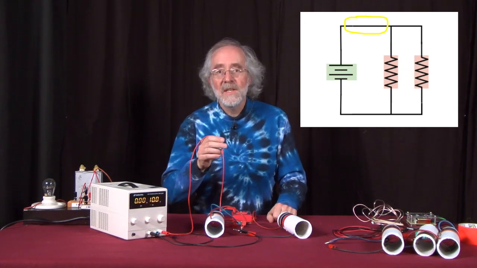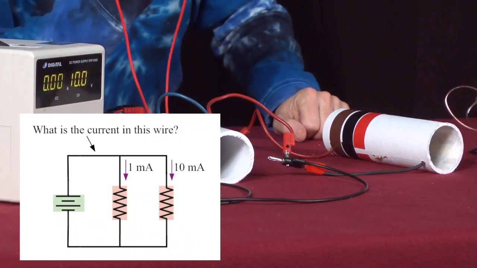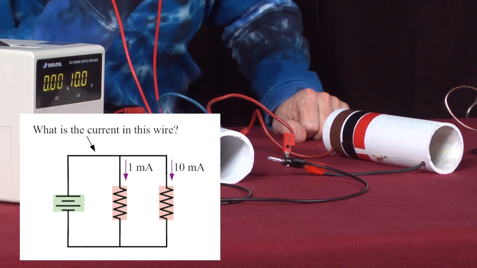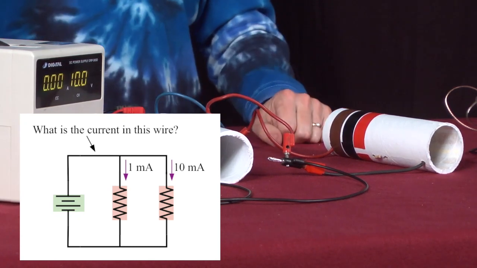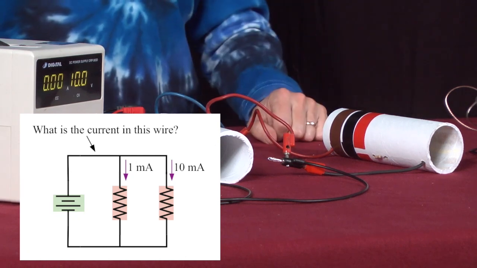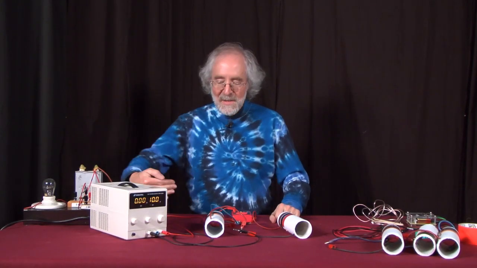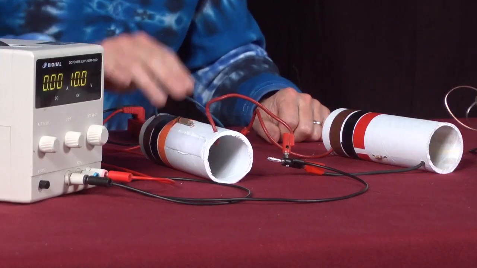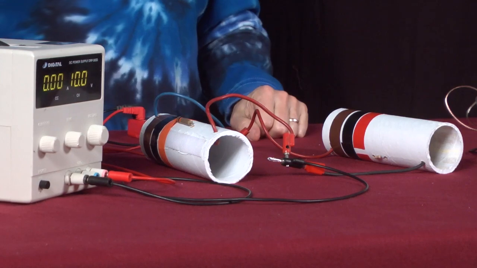So here's a question for you. 1 milliamp goes here, 10 milliamps goes here. How much current is in this wire? How much current comes into this junction in the circuit? We'll give you some choices. And in fact, you'd be able to guess the answer even if you've never seen this. There's 1 milliamp that goes into here. There's 10 milliamps that goes into here. There's a total of 11 milliamps that comes out of the junction.